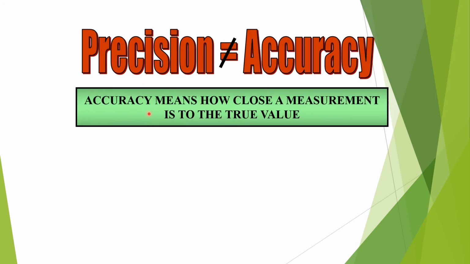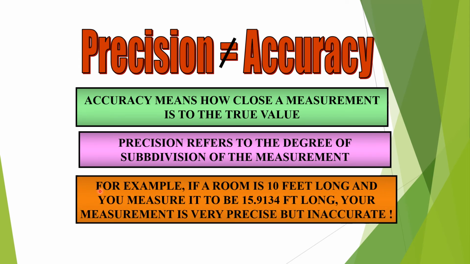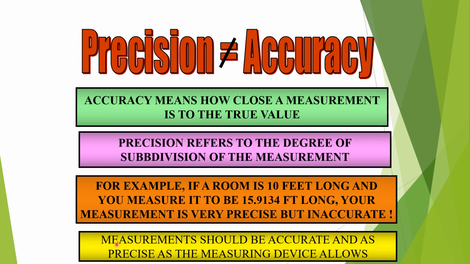Now you understood that precision is not equal to accuracy. Accuracy means how close a measurement is to the true value. Precision refers to the degree of subdivision of the measurement. For example, if a room is 10 feet long and you measure it to be 15.9134 feet long, your measurement is very precise but inaccurate. Measurement should be accurate and as precise as the measuring device allows.